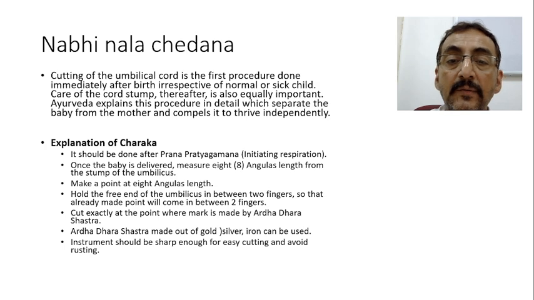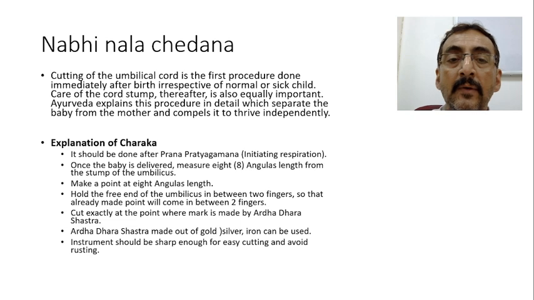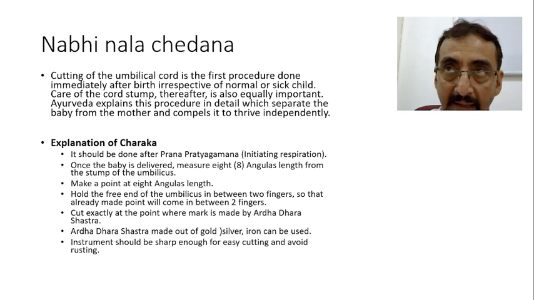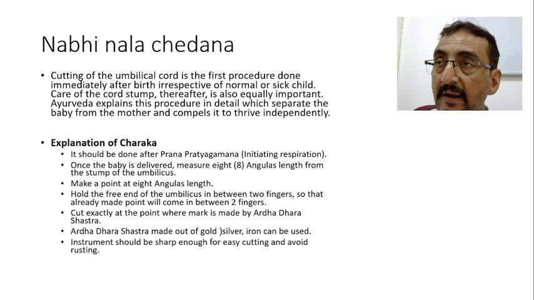Once the baby is delivered, he says, measure 8 angula length from the stump of the umbilicus, and make a point at 8 angula length. Then hold the free end of the umbilicus between two fingers, so that the already made point comes between the two fingers. Cut exactly at the point where the mark is made, using Ardhadhara Shastra.